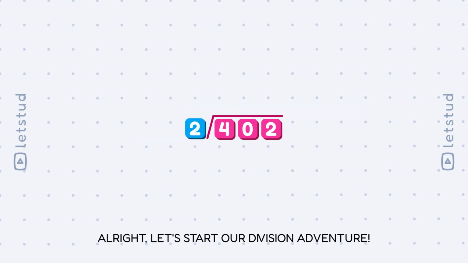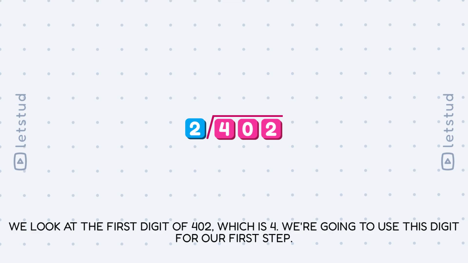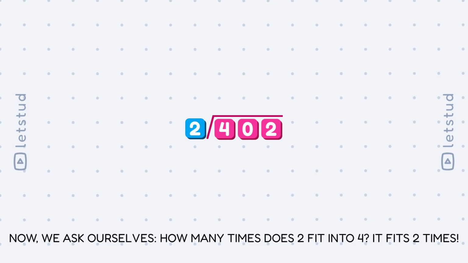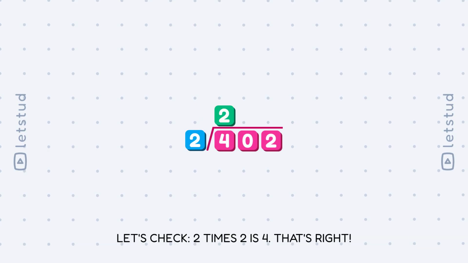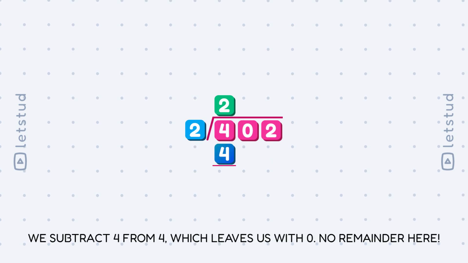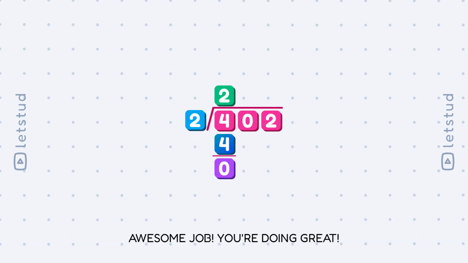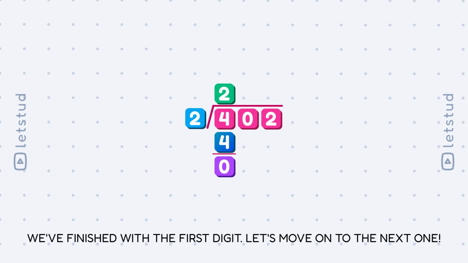Alright, let's start our division adventure. We look at the first digit of 402, which is 4. We're going to use this digit for our first step. Now we ask ourselves, how many times does 2 fit into 4? It fits 2 times. Let's check: 2 times 2 is 4, that's right. We subtract 4 from 4, which leaves us with 0. No remainder here. Awesome job, you're doing great. We've finished with the first digit. Let's move on to the next one.